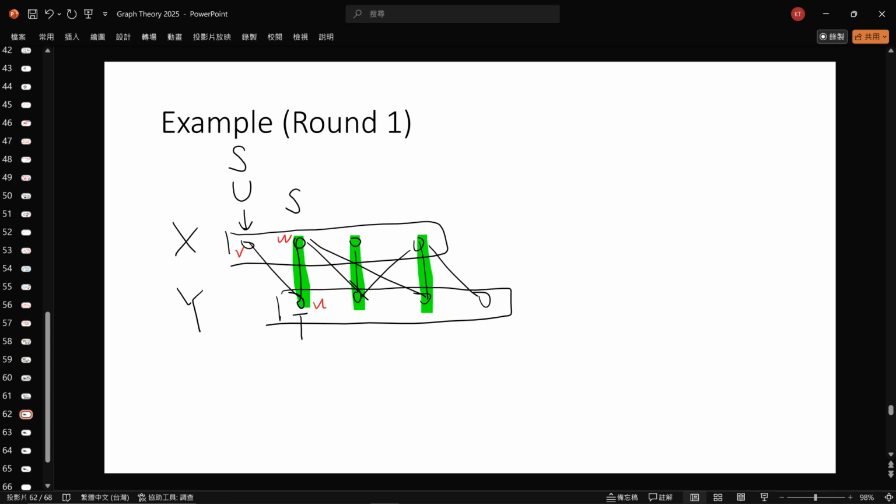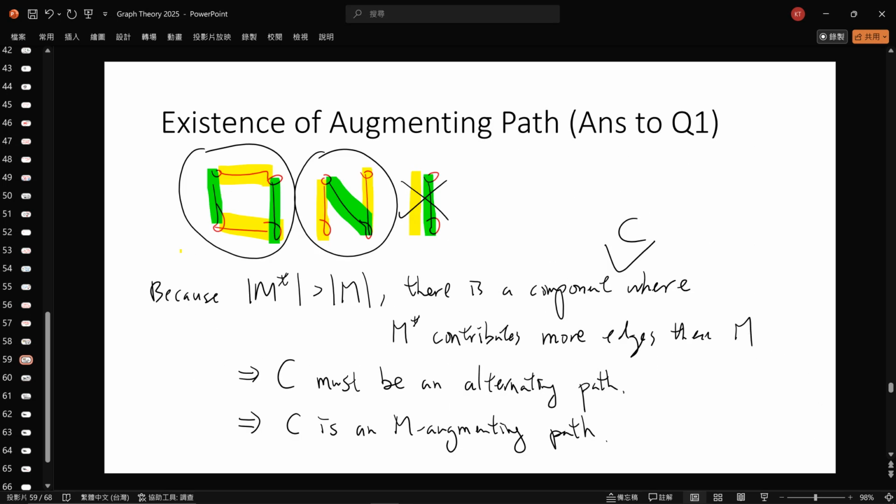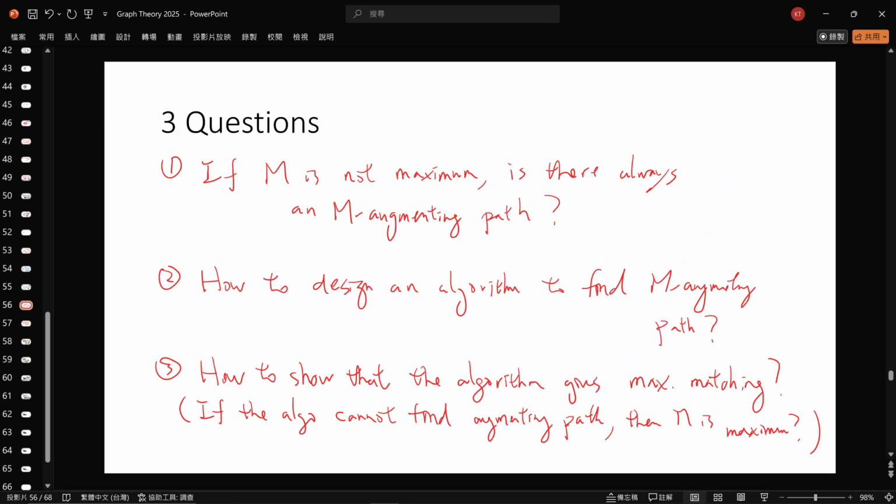think it is easy to see that if I remove this rightmost vertex, okay, if I remove this one, then when the algorithm finishes, it cannot output any augmenting path. Okay, so it depends on the graph and the matching. So in some case, the algorithm just returns that I cannot find any augmenting path. Okay, so that's the answer to the second question.